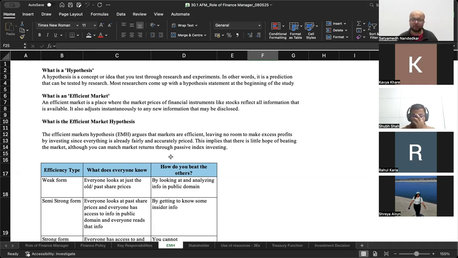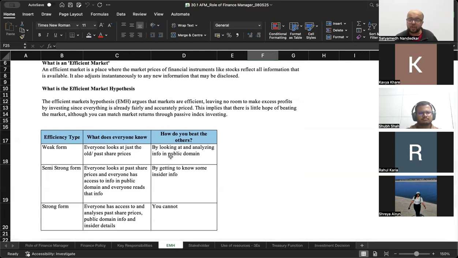They are earning normal profits. Now, if Shreya wants to defeat all of these people, what will Shreya do? Shreya will try to get some insider information which is not available to them. She knows some inside news about the company. Because of that, she can make a better investment decision as compared to all of them and beat all of them to make super profits in the market. That is semi-strong form efficiency.